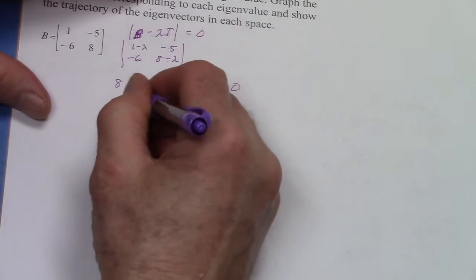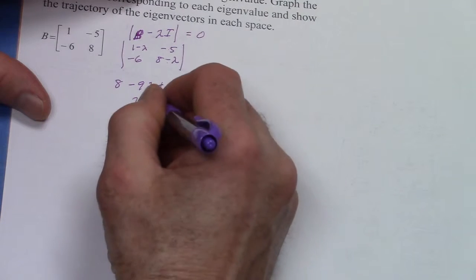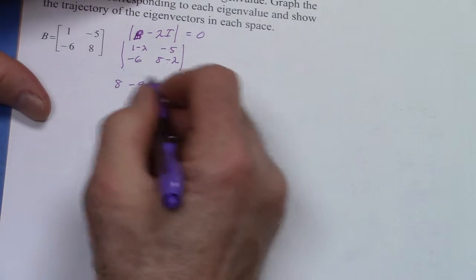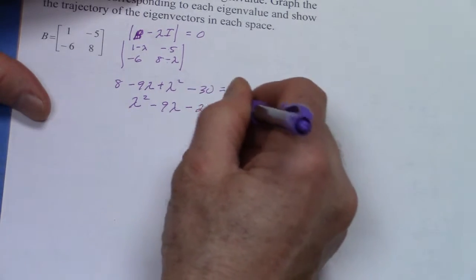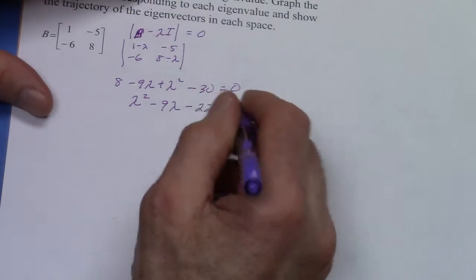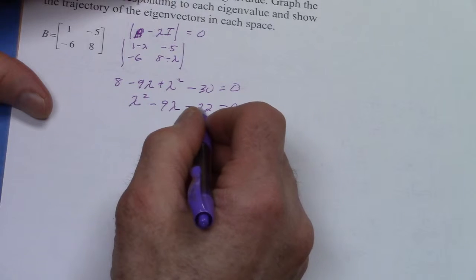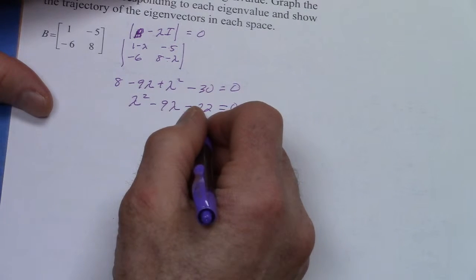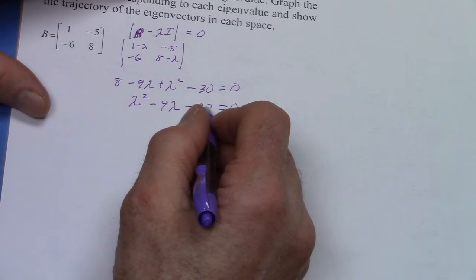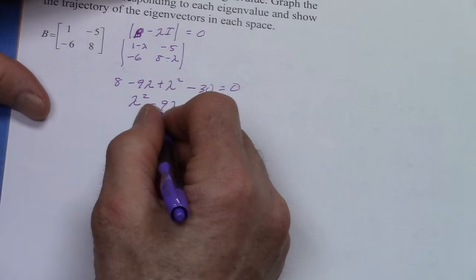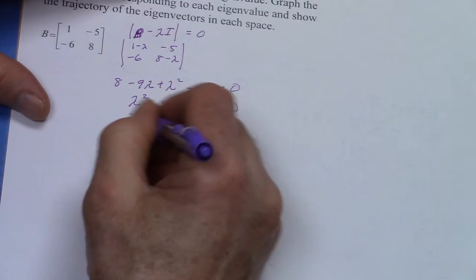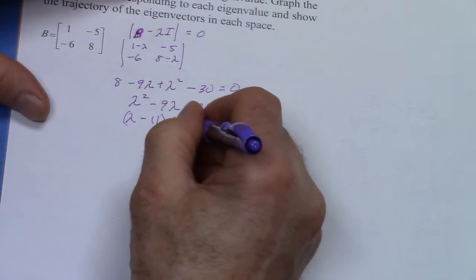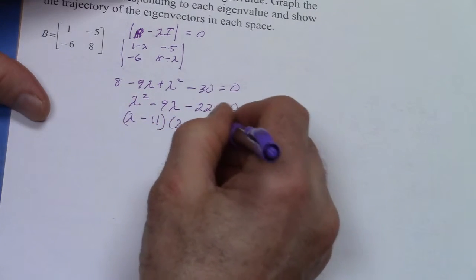So let's rearrange this and combine the like terms. That's lambda squared minus 9 lambda, and then 8 and negative 30 makes negative 22. Now this fortunately factors, because 2 and 11 will multiply to 22, and if the 11 is negative and the 2 is positive, we'll get negative 9. So that's lambda minus 11 times lambda plus 2.